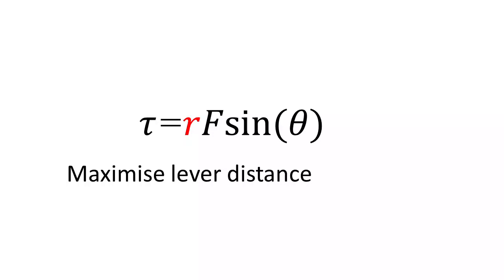Conversely, for a given amount of torque required to rotate something, the force can be minimized by maximizing the lever distance and directing that force at 90 degrees to the lever arm.